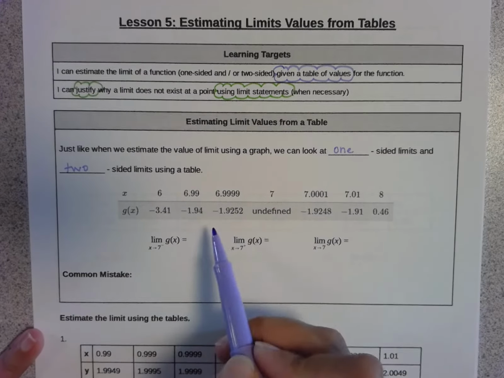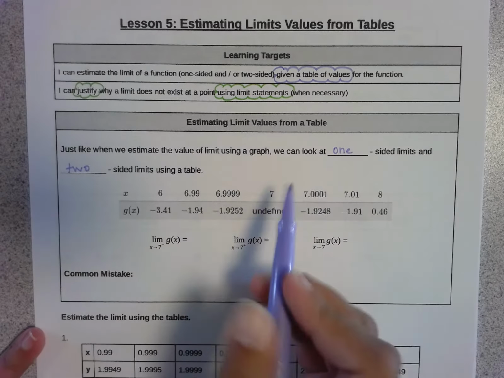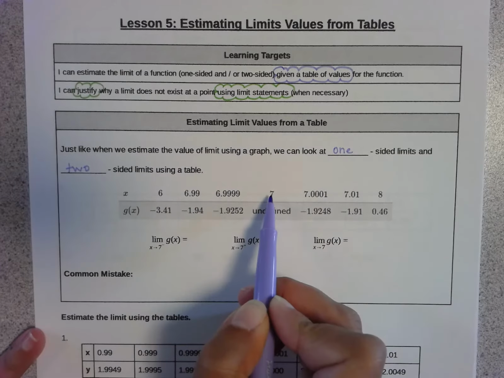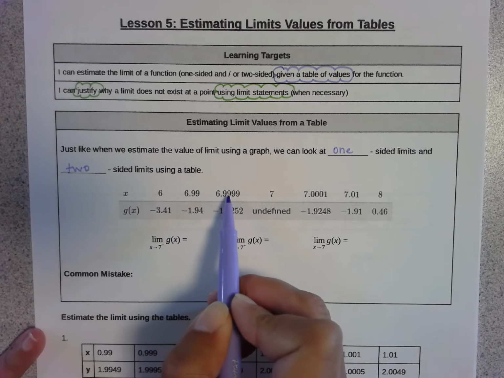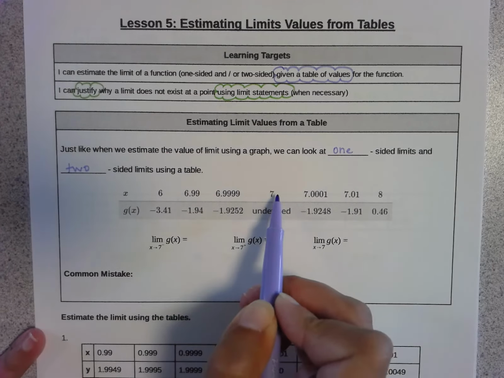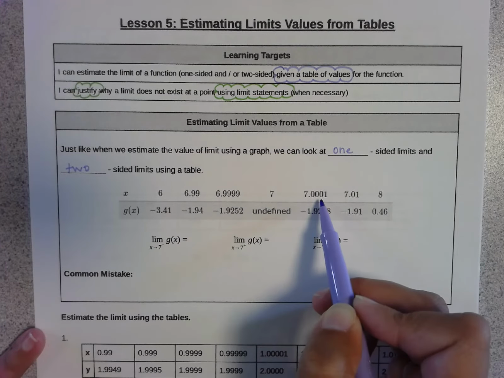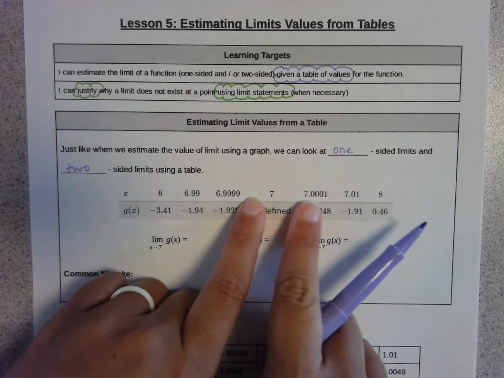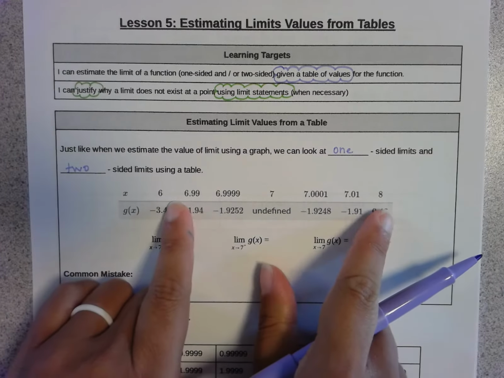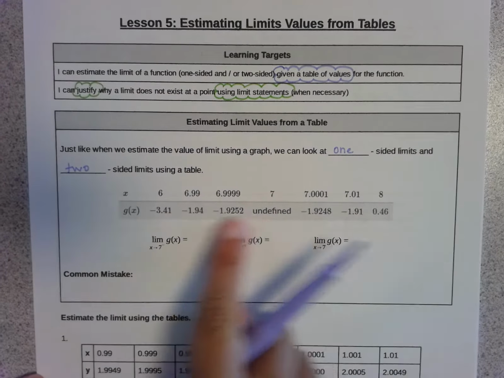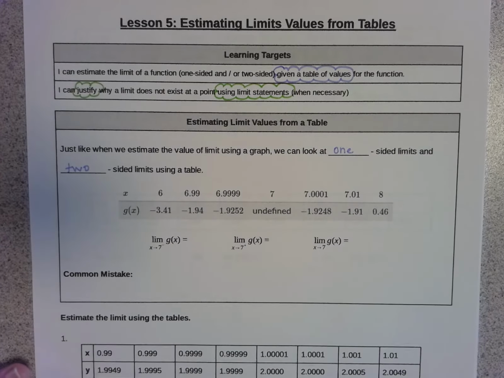The second thing to notice is that the number 7 is in the middle of the table, and the x values are progressively closer to 7 on both sides. So 6.99999 is almost 7, and 7.0001 is almost 7, and as you get farther away, the numbers get farther away from 7, all the way to 6 and to 8. The y values are what we're going to look at to evaluate these limits.